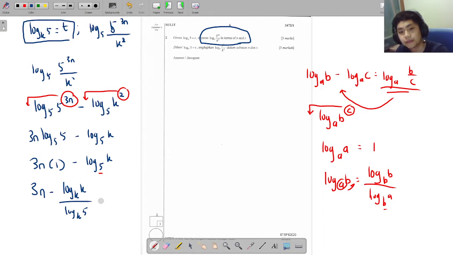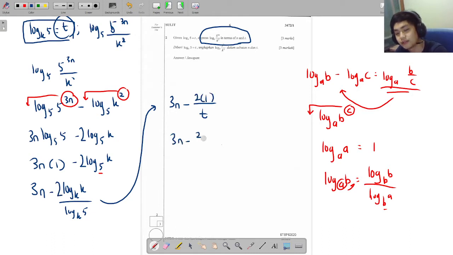So from here, I'll have 3n minus 1 over log k5, which is given as t, so we have 1 over t here. Oh, right, I forgot about this. So there's a 2 here, and a 2 here, and a 2 here. So this is 2 times 1, so 3n minus 2 over t. And this is solved.